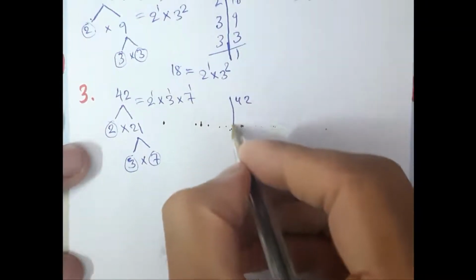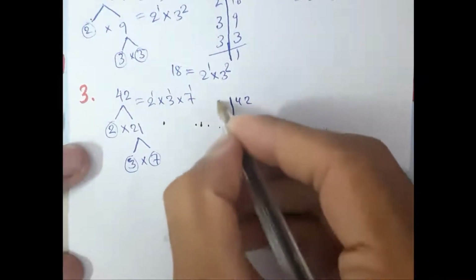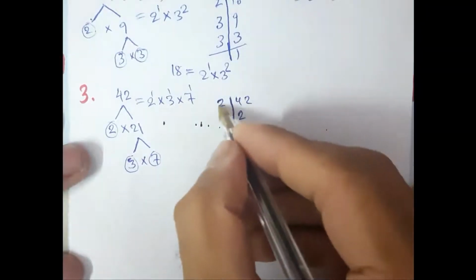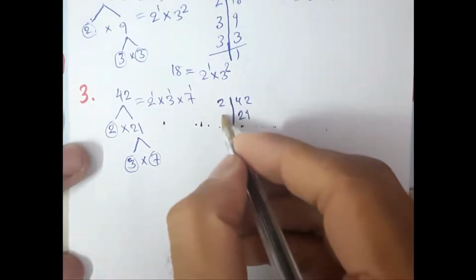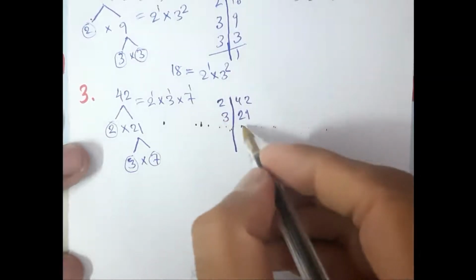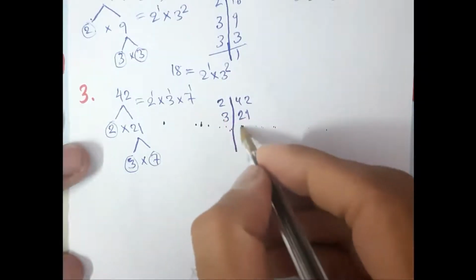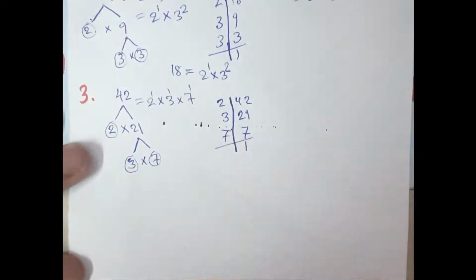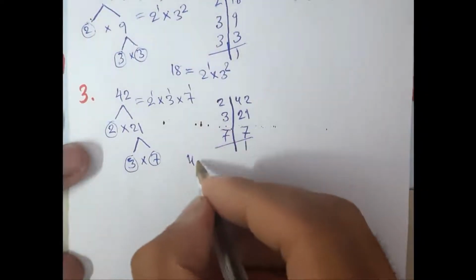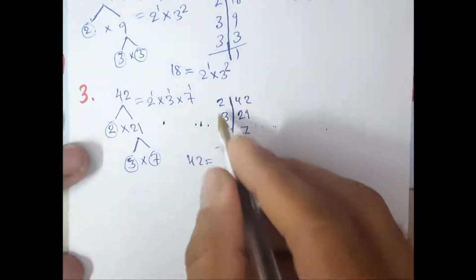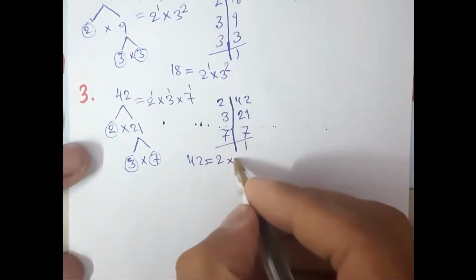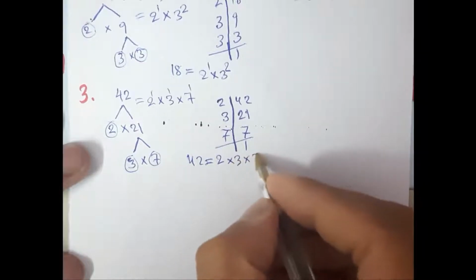42 can also be divided by 2, 21 divided by 3 is 7, and 7 divided by 7 is 1. Here we also got the same answer: 2 times 3 times 7.